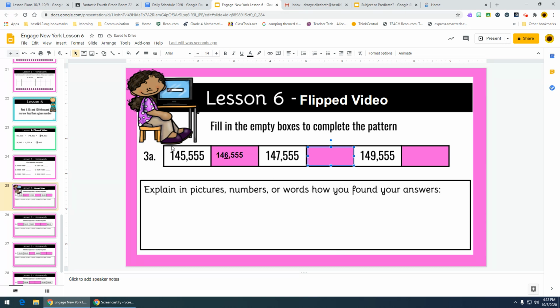Let's make sure our pattern works. 145,555, 146,555, 147,555. So now let's add 1,000 to this number. I have 147,555. If I change that thousands place, the 7 is going to turn to an 8. So I have 148,555. And what place value changed? The thousands. That 7 turned to an 8. We added 1.